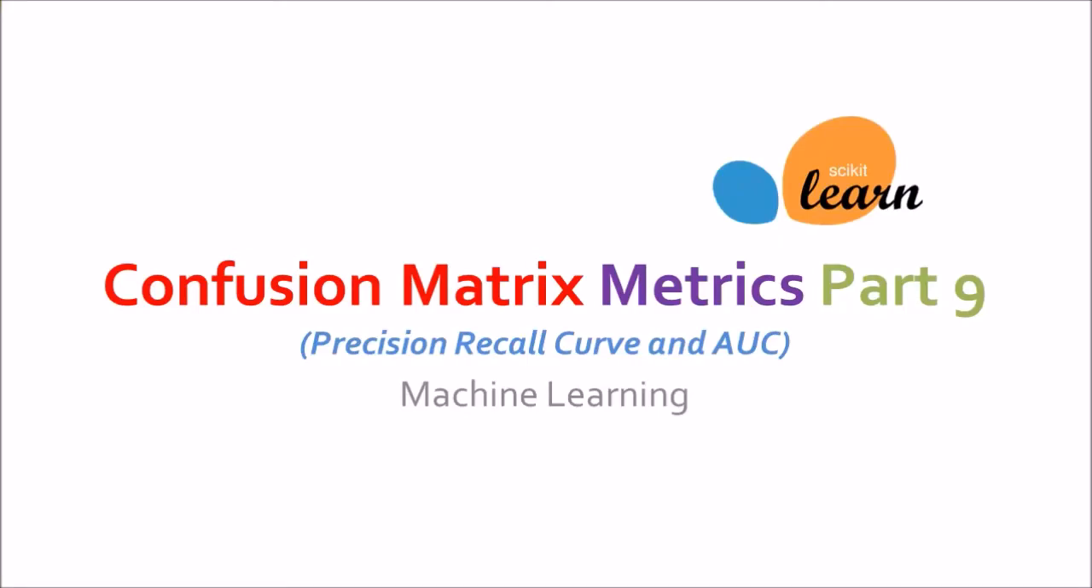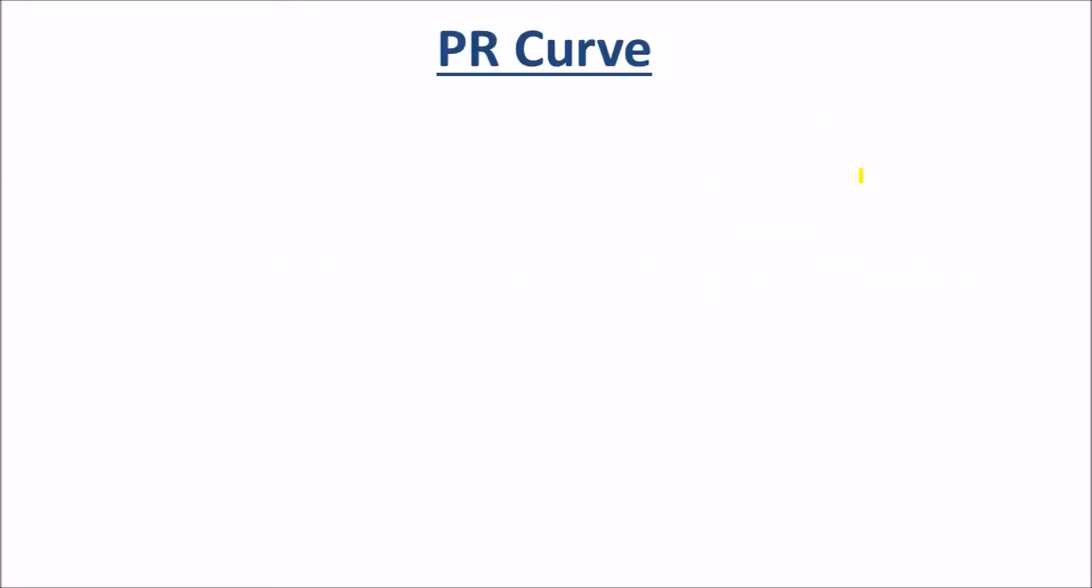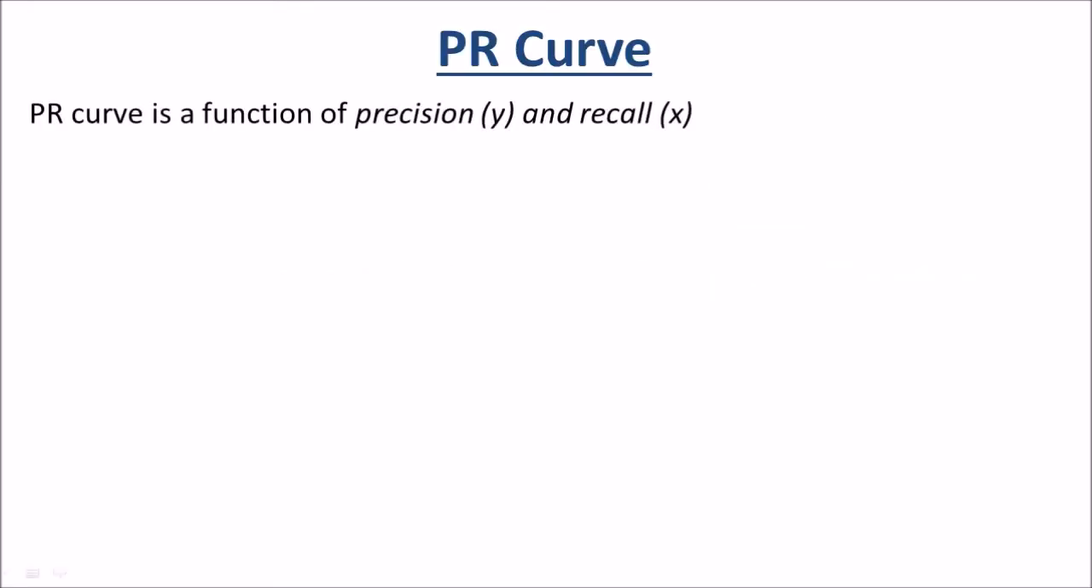Namaste. In this session, we will look at the precision recall curve and its area under the curve. Now, PR curve is a function of precision on the y-axis and recall on the x-axis. So my recall is basically out of all the times that the real class was positive, how many times was I correct, and precision is out of all the times that I predicted positive, how many times was I correct. Okay, so these are the two metrics which we will be using in this PR curve.